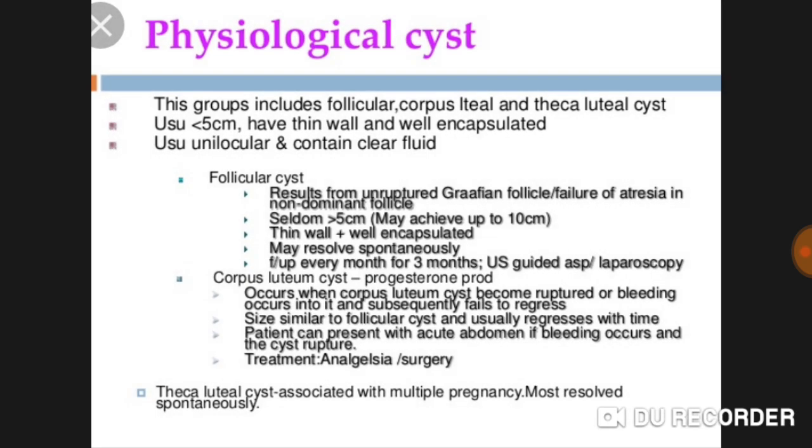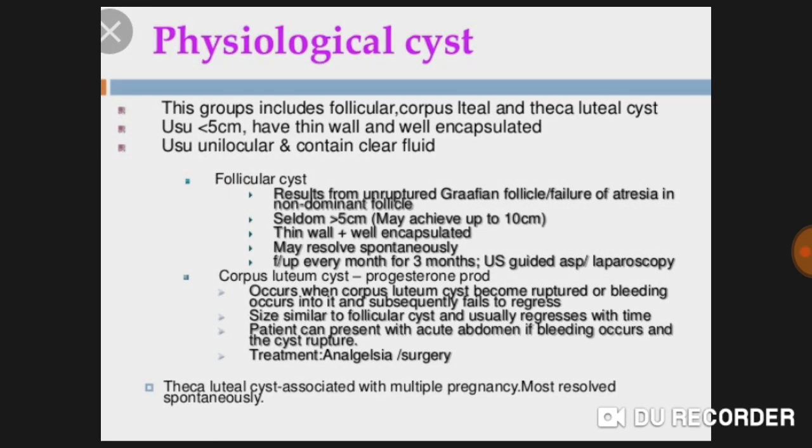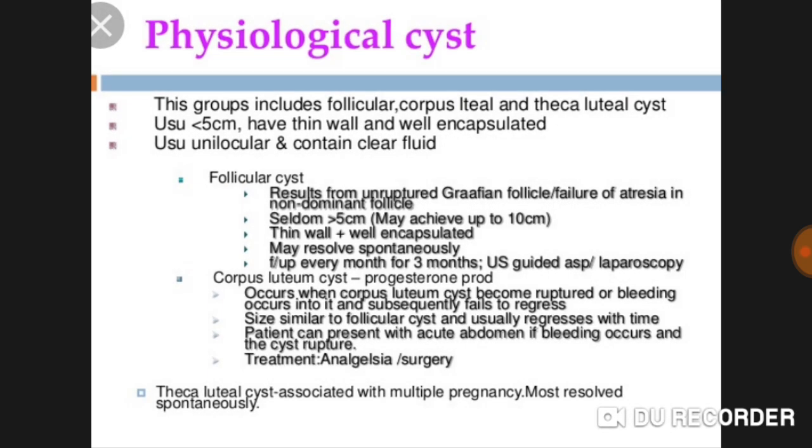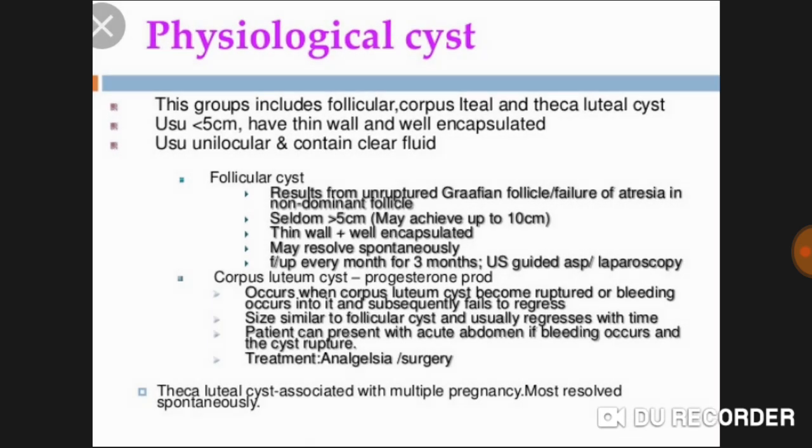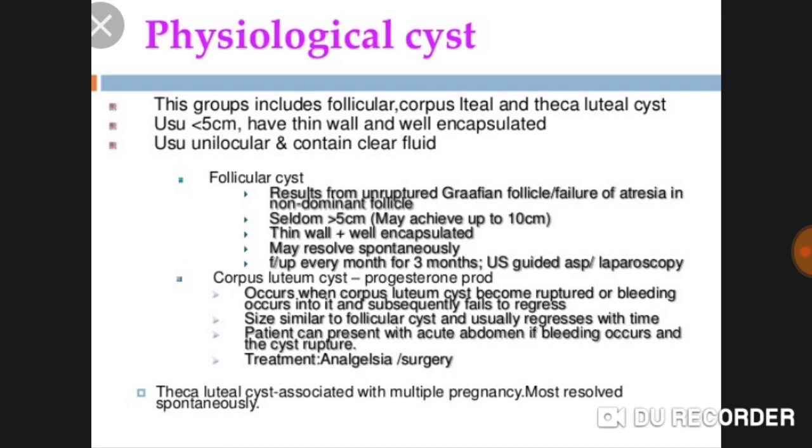In corpus luteum cyst what happens? In follicular cyst what happens? What is the difference between them? In follicular cyst, the ova matures but is not able to come outside, and it converts into a cyst. But in corpus luteum, the ova matures and travels through the fallopian tube, but after that the cyst develops. This is known as corpus luteal cyst.